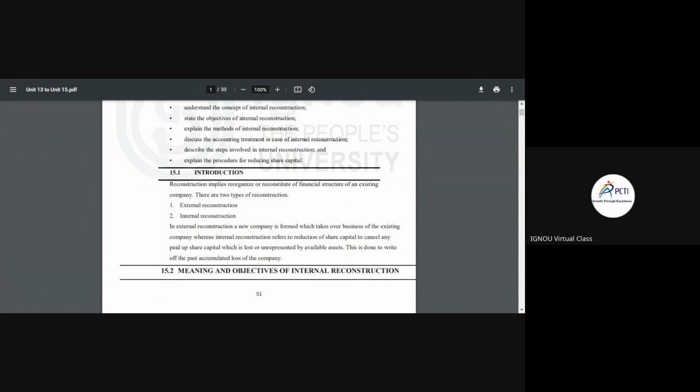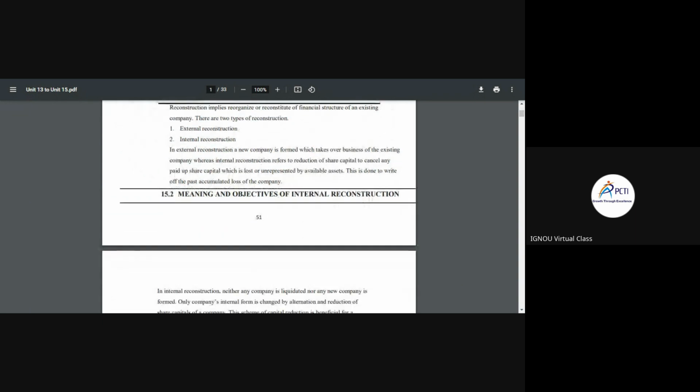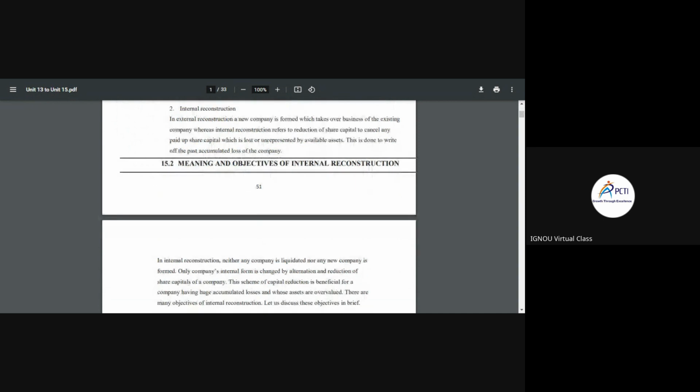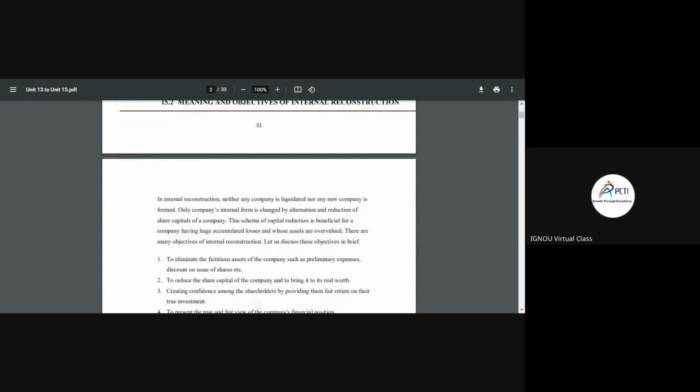Whereas internal reconstruction means to reduce the share capital, to cancel any paid up share capital which is lost or unrepresented by available assets. This is done to write off the past accumulated loss of the company if there is any. So first of all, we need to understand the meaning and objective of internal reconstruction.